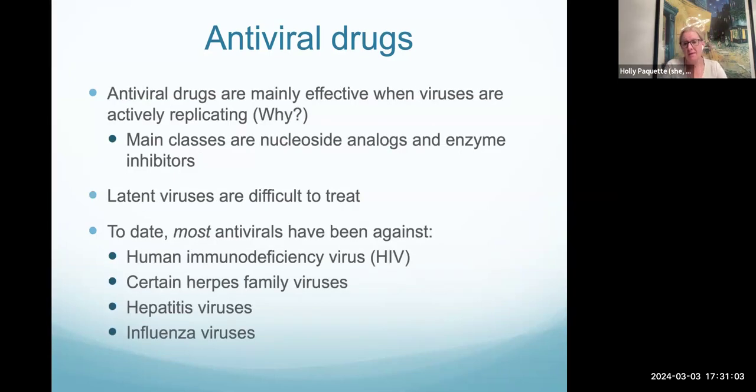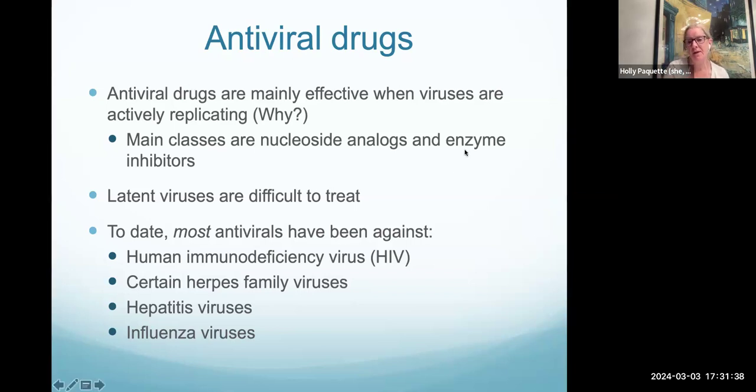Antiviral drugs are mainly effective when the viruses are actively replicating. So why is that? It's because the targets are actually the replication cycle, not a structure of the virus. Some of the main classes that we have are what are called nucleoside analogs. These are really great about stopping replication of the genome. Viruses have to replicate their genome, and nucleoside analogs actually stop that from happening. So we target, in this case, the synthesis step, right? When they're trying to make lots of copies of their genome.